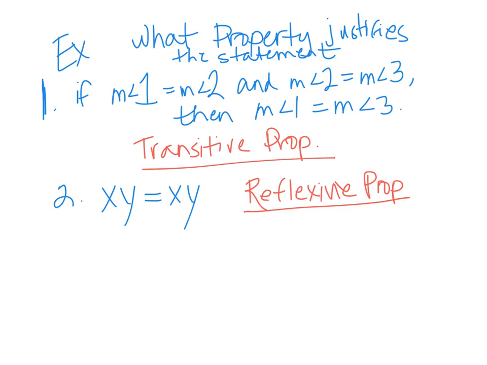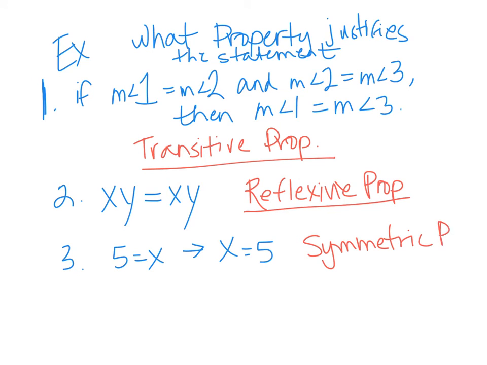Do another one. 3. What property justifies 5 equals x, then x equals 5? The symmetric property of equality. All right, so there's those. And then you're going to have a proof like we did over here. You'll have a proof to try yourself.